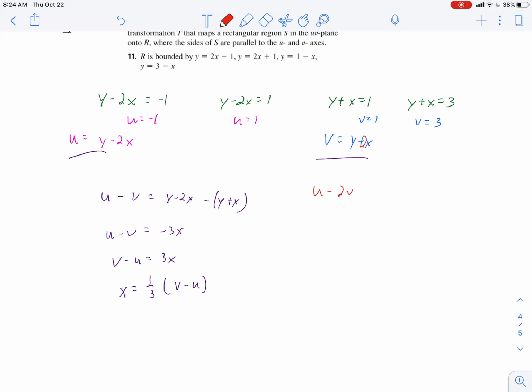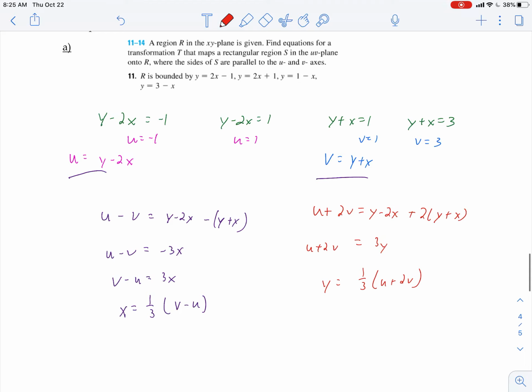That way we get a 2 there, and we're subtracting, actually let's add, because we want to get rid of that negative, so we're going to add. So I'm going to go ahead and get rid of that little 2 there. So what you can see, u plus 2v is going to be y minus 2x plus 2 times y plus x. When we do that, we're going to get 3y, the x's cancel out, is equal to u plus 2v. So then we can say y is equal to 1/3 (u plus 2v). And there we go. We transformed it.